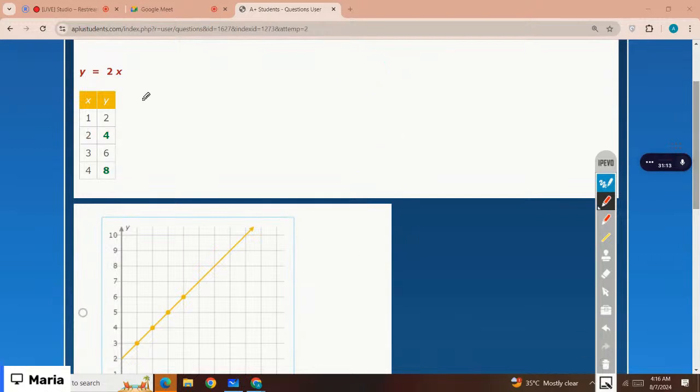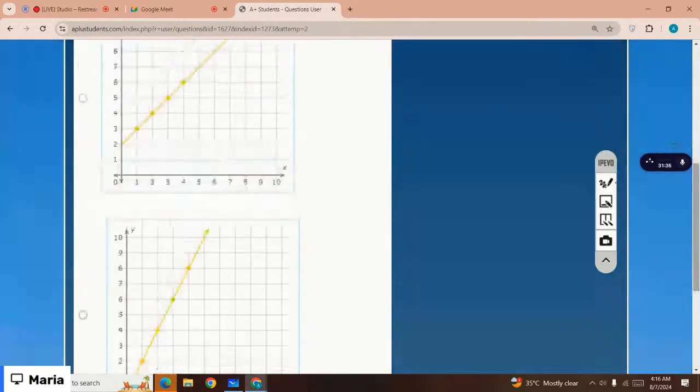Now you have to plot these values. So basically they make a pair of values: when x is 1, y is 2. When x is 2, y is 4. When x is 3, y is 6. When x is 4, y is 8. You need to plot these table values on the graph, right?